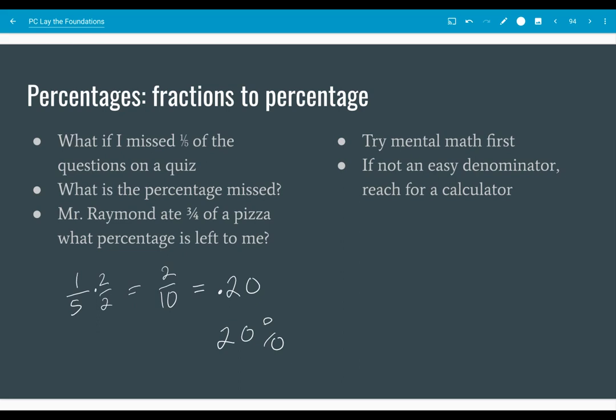Now, Mr. Raymond ate 3/4 of a pizza. What is left to me? Hopefully 3/4. How many quarters to $1? So 3/4 is how many cents? Well, 3/4 is going to be 75 cents. Well, since there are 100 cents in $1, 3/4 is 75%. So what percentage is left to me? Try 25%. I only get 1/4 of the pizza.